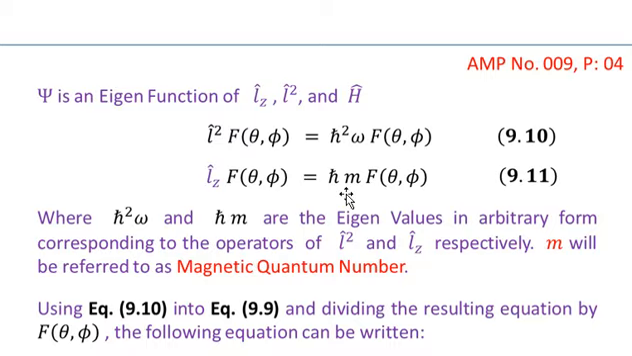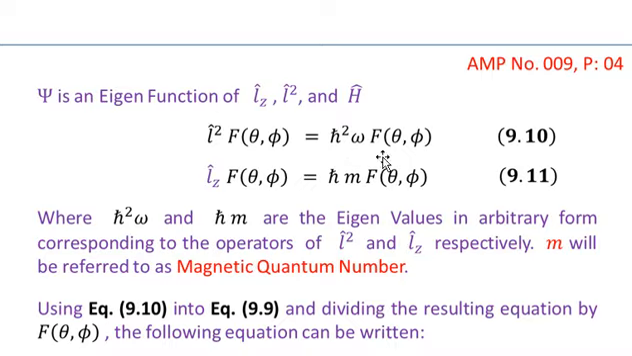So you see that actually we have to find these eigenvalues in detail. H bar, you know, is the reduced Planck's constant. So what is omega in equation number 10? We have to find out the value of omega. And in equation number 11 I have h bar m. So h bar is known. What is m? M is to be known. So we have to find the value of m over here.